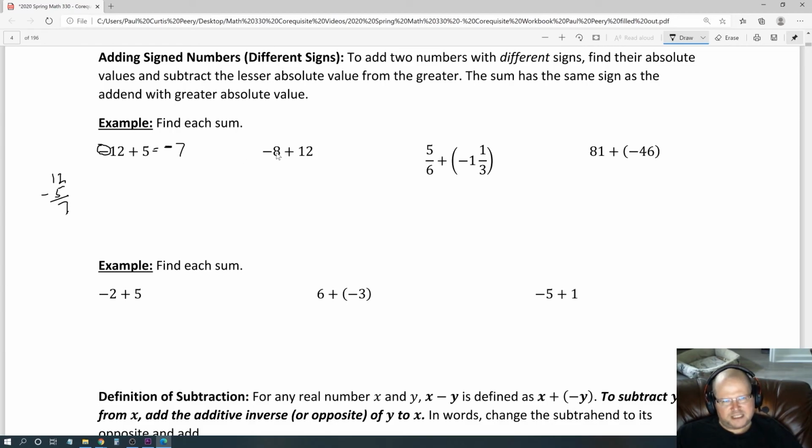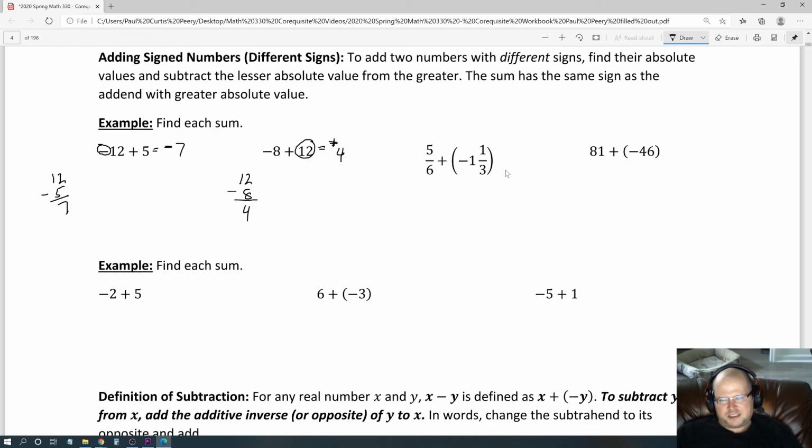Okay, so the next problem we have is negative 8 plus 12. Well, we have an 8 and a 12, right? Well, the 12 is stronger, and the 12 is positive. So we know right off the bat our answer is going to be positive. Now, default is positive if you don't see a sign, so you don't really have to write the positive, but I'm doing it there to illustrate, right? And then you find the difference. So 12 minus 8 is 4, so the answer is a positive 4.